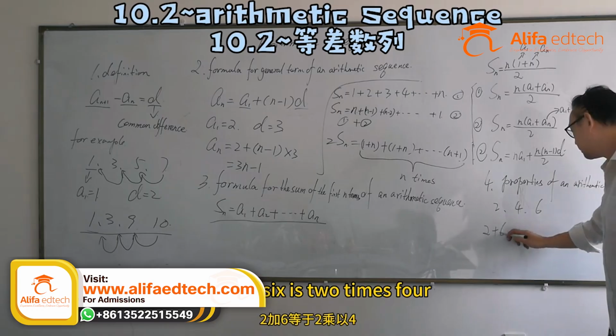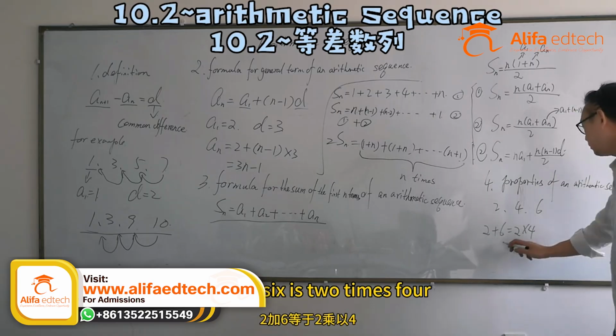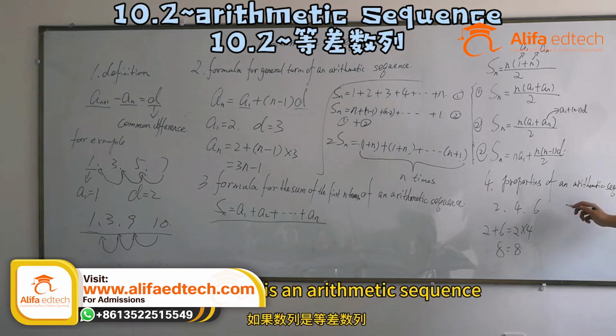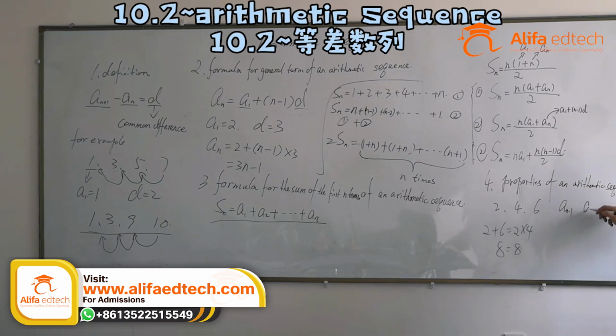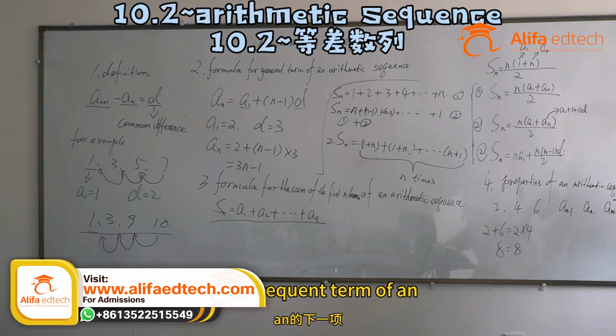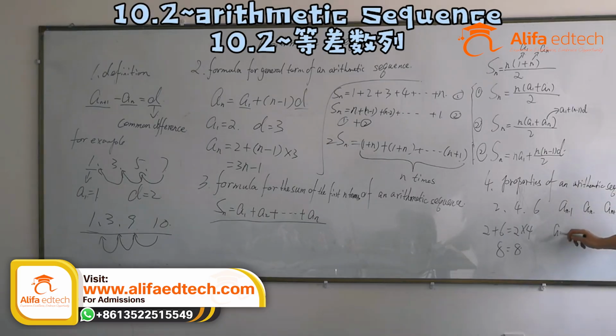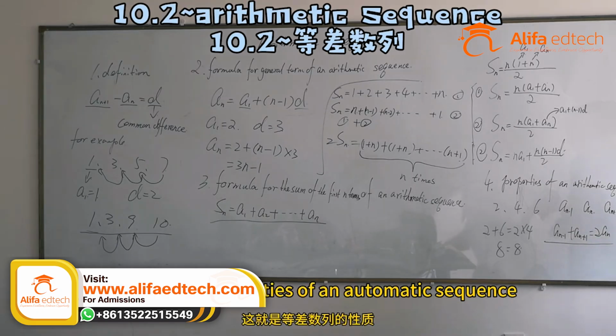2 plus 6 is 2 times 4. So if the sequence is an arithmetic sequence, the subsequent term of an plus the preceding term of an is equal to 2 times an. So this is a property of an arithmetic sequence.